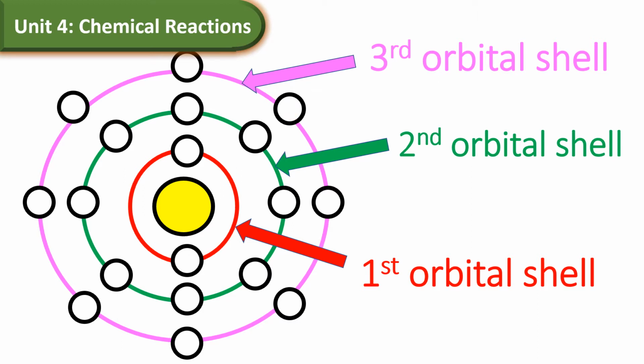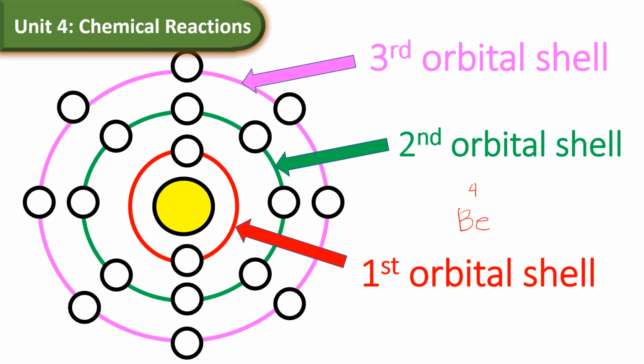So once again, let's have a short review only. For example, your beryllium. Beryllium has an atomic number of 4. So what does it mean? If the atomic number is 4, it means it has 4 protons and 4 electrons.